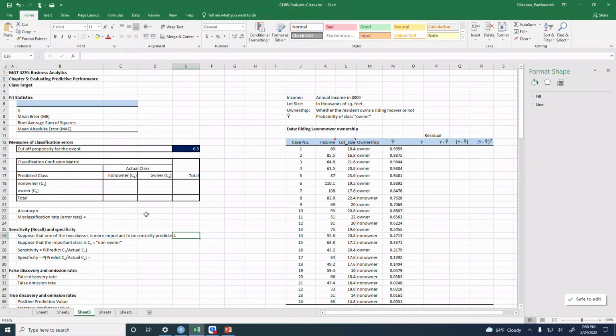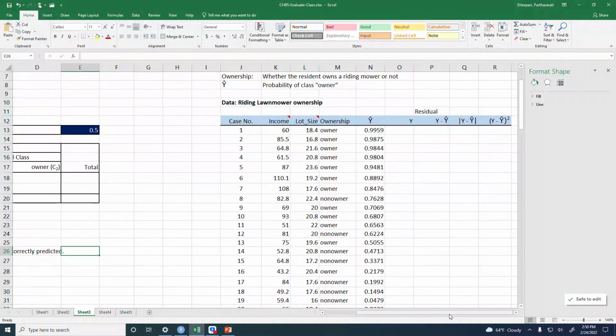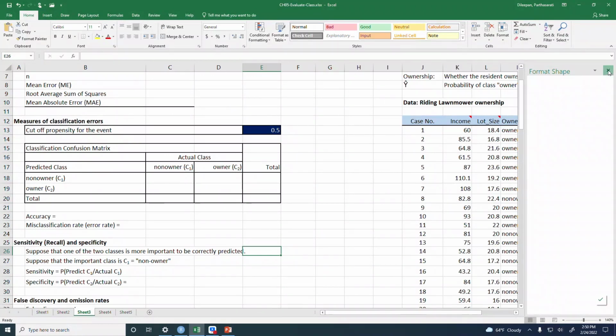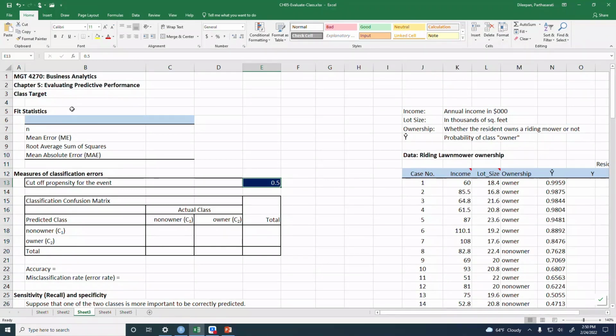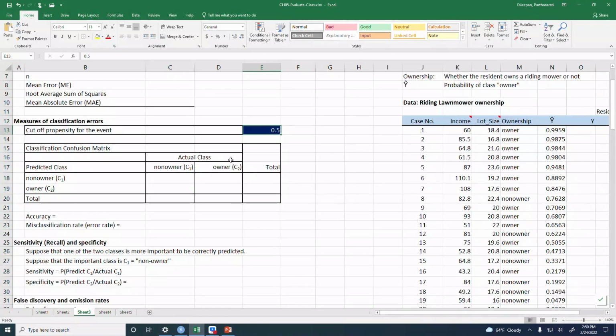Now let's look at setting this up in Excel, and then we will be using this later on. What we need to do is, okay, I'm not going to go over that part, fit statistics. Okay, so we have cutoff propensity is 0.5. So we're going to use formulas now, so this will get automatically updated. So the total is count of cases.